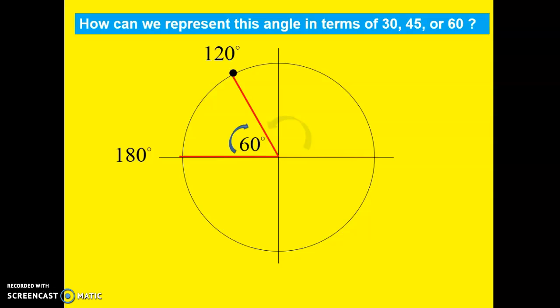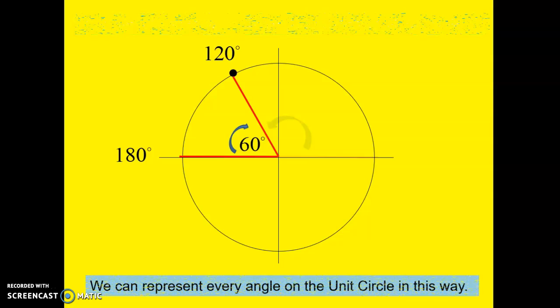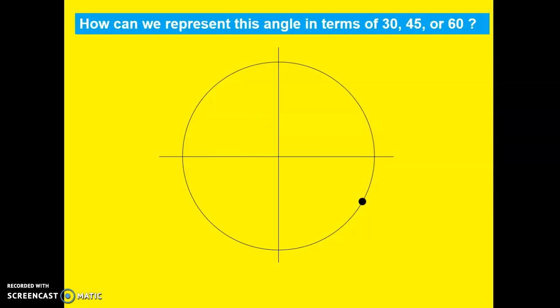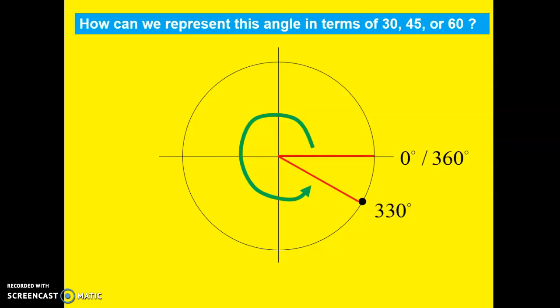We can represent every angle in the unit circle in some way, shape, or form in this fashion, by manipulating how we start, where we end, and how many degrees it is. For example, we can have 330 degrees from the initial to the terminal going counterclockwise, or we can go 30 degrees if we go clockwise. So what we're going to do is find all these values based on the 30, 60, or 45 degree angles.